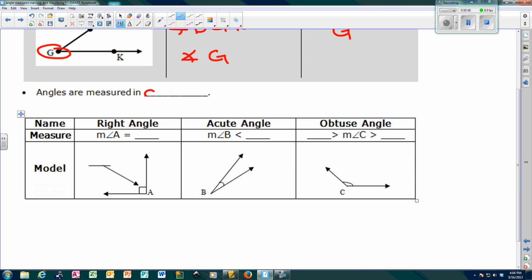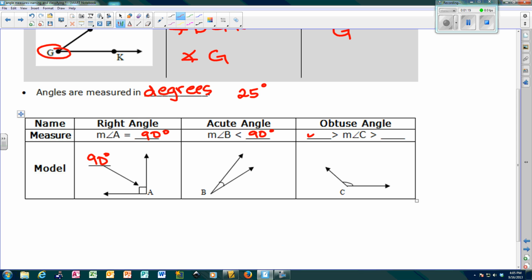All angles are measured in degrees, so you will need to make sure, for example, if this angle were 25 degrees, you would need to make sure you put your degree symbol. All right, first of all, we have a right angle. For example, in this picture, this is a 90-degree angle. So we would say that the measure of angle A is 90 degrees. This is an acute angle, so therefore angle B has to be less than 90 degrees.